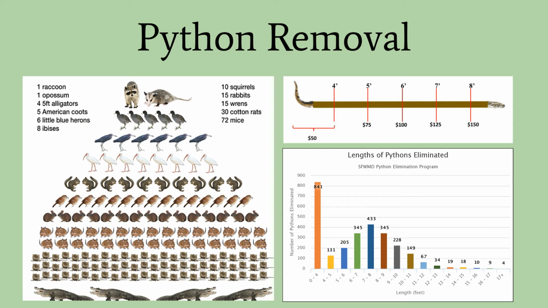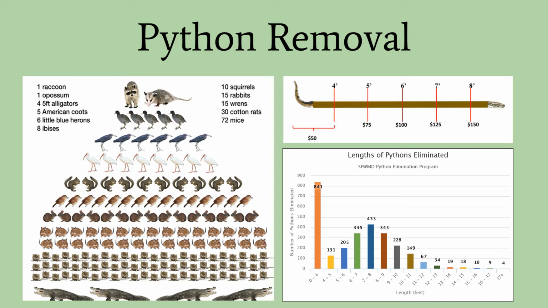So, what does Florida do to remove these pythons? Well, that becomes a problem. If you look here on the left, this is a food pyramid of a Burmese python and what it would eat in its first 5 years. If you look, it's one raccoon, one opossum, 4 5-foot alligators, 5 American coots, which is a bird, herons, another bird, squirrels, rabbits, wrens, rats, and mice. Now, this is one snake at 5 years old.